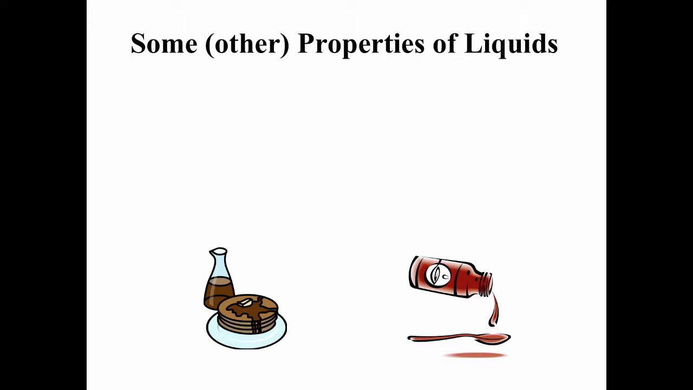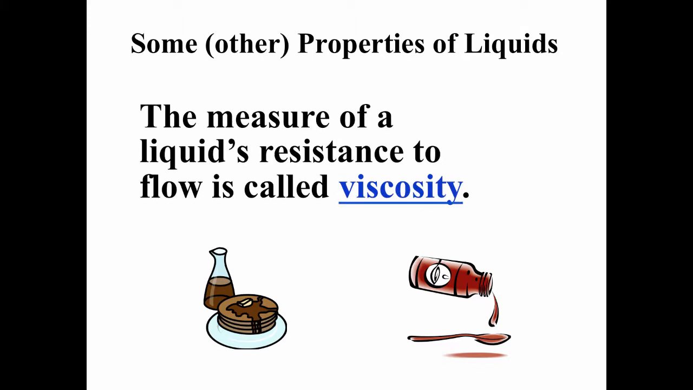Some other properties of liquids that we haven't talked about in the previous screencasts are things like viscosity, which is the measure of a liquid's resistance to flow. Things like cough syrup or pancake syrup or motor oil have a high viscosity. They don't flow very easily. They're kind of thick substances, whereas things like gasoline or, for that matter, water or ethanol have a much lower viscosity. They flow much more readily.